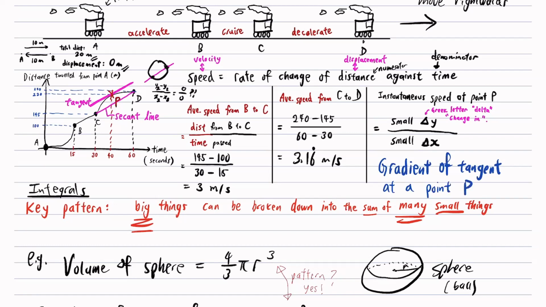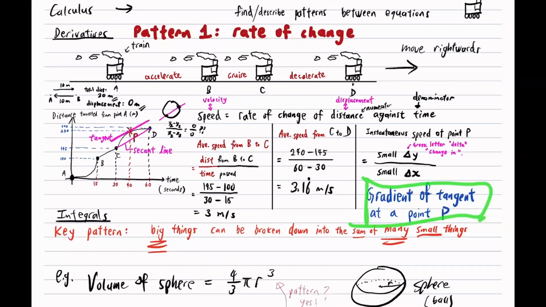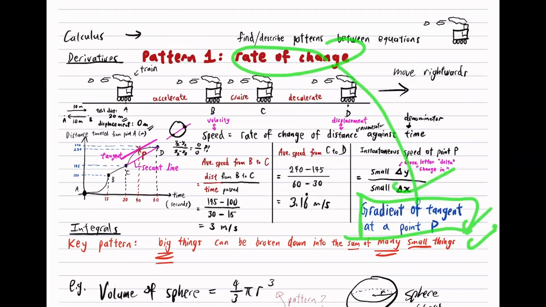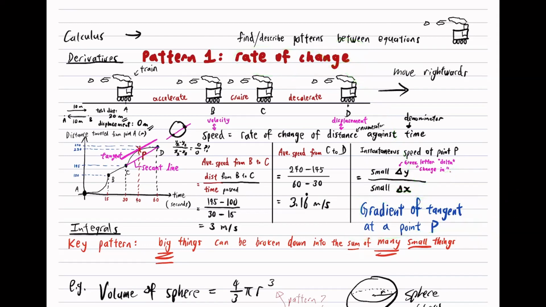Anyways, here is the idea. Gradient of a tangent at a point P. Rate of change. This is what we'll be focusing on. And later you'll see a lot of weird formulas, like techniques of differentiation, product rule, chain rule, quotient rule, all that. They are all just trying to give you the answer to this question: what is the gradient of the tangent at a point P?